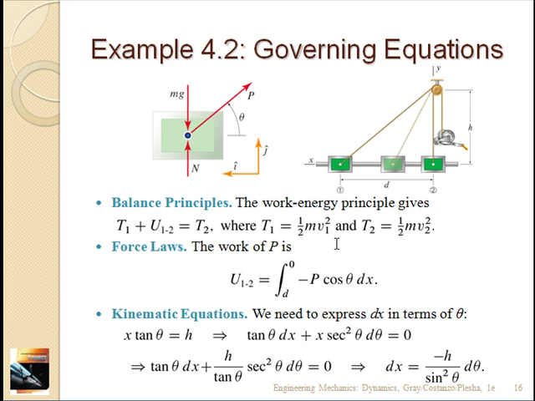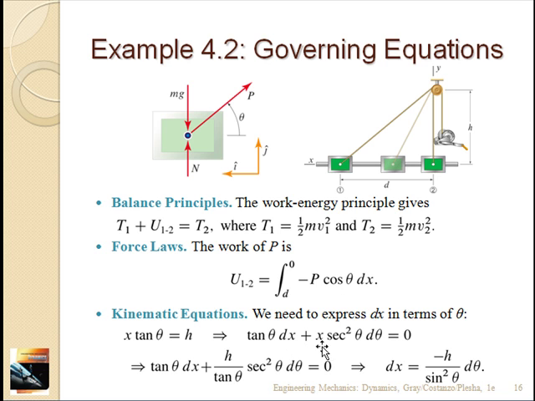T1 is just 1/2 m times the initial velocity squared. T2 is 1/2 m times the final velocity squared. The work done is U12, which is the integral from d to 0 of minus P cosine theta dx. Okay, x tangent theta is h, right? So we're relating this position here to theta, really. It relates the distance here to theta using that constant height h.